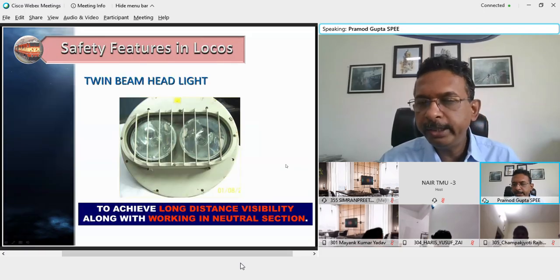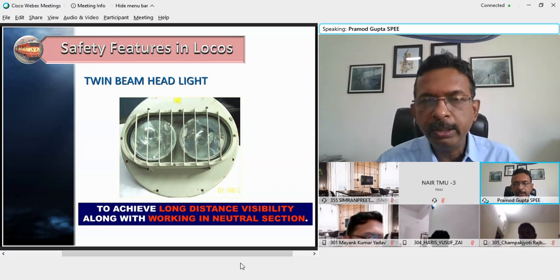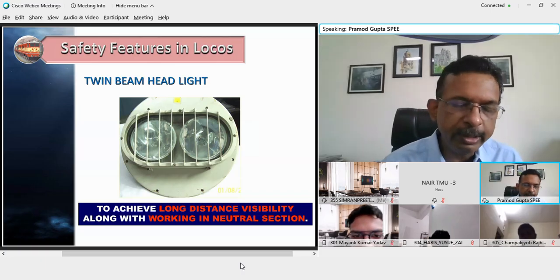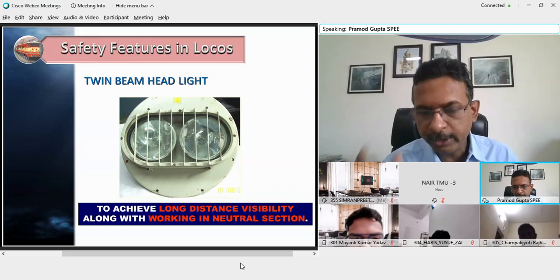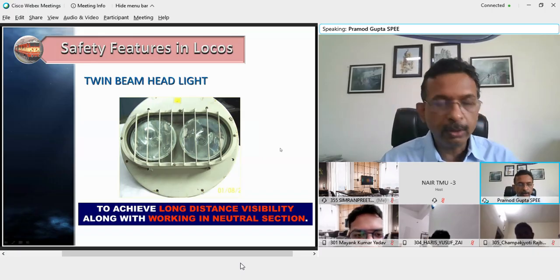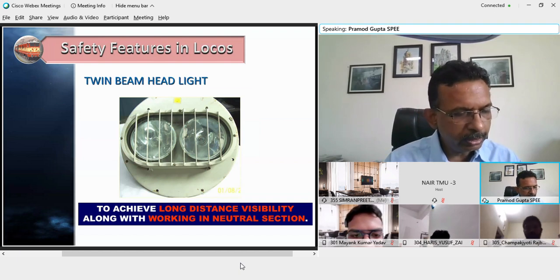There is a twin beam headlight, a very powerful device which is provided in the locomotive. There are two independent circuits for each headlight, and they can operate independently if one of the devices becomes inoperative. So that is all that I want to talk about safety features in the locomotive.